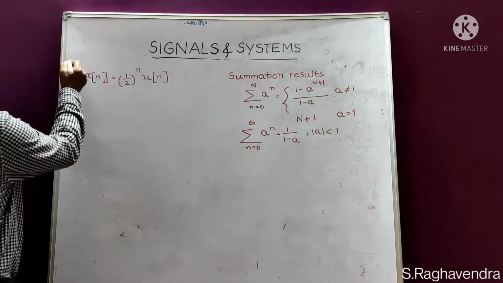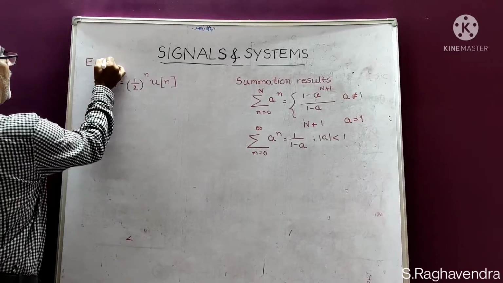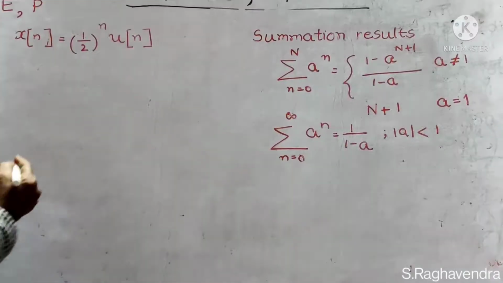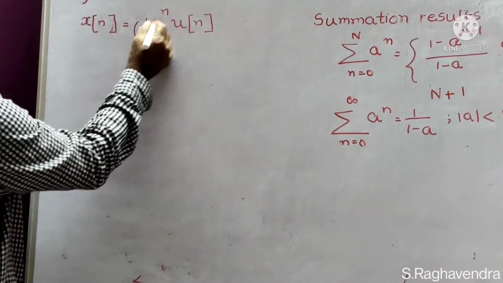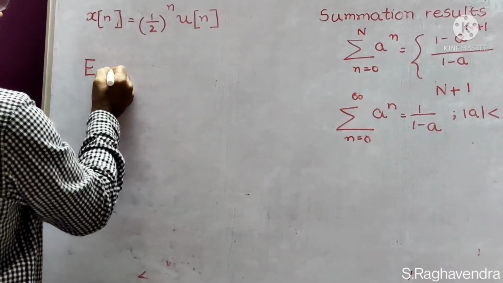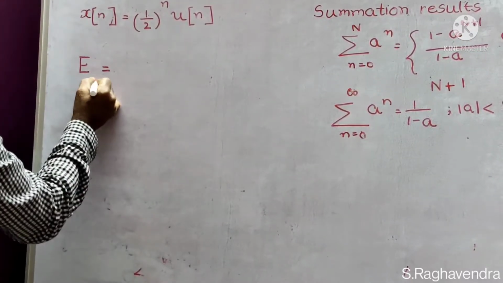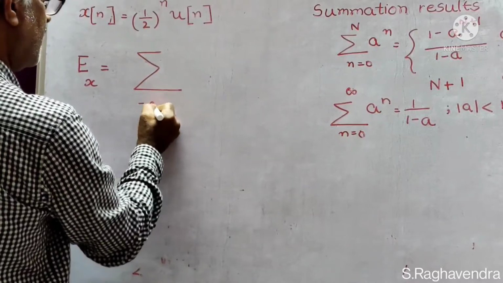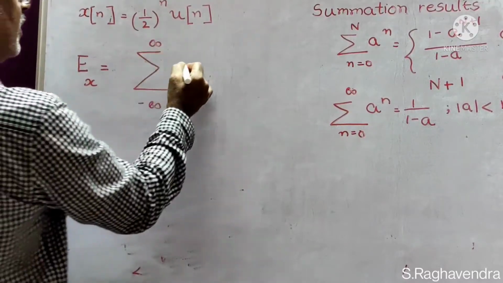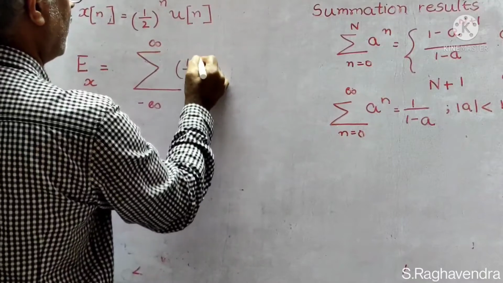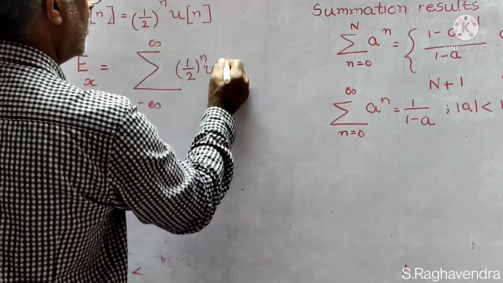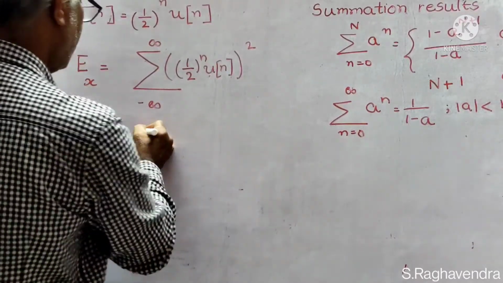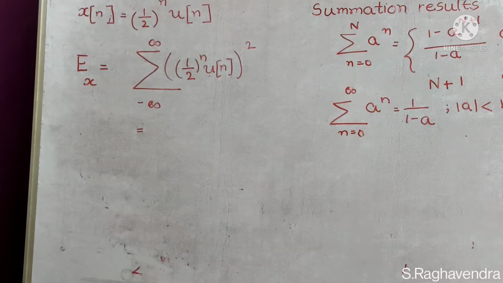Now find energy and power. First, x of n equals half to the power of n, u of n. Energy Ex equals summation from minus infinity to plus infinity of half to the power of n, u of n, whole square.